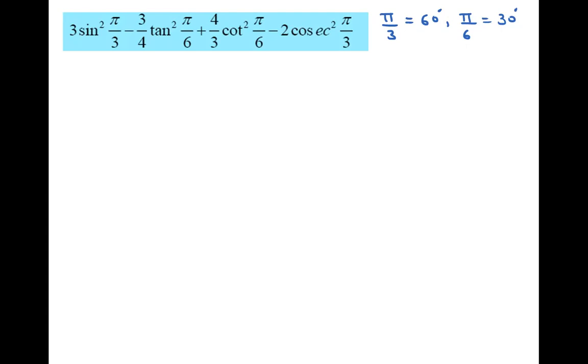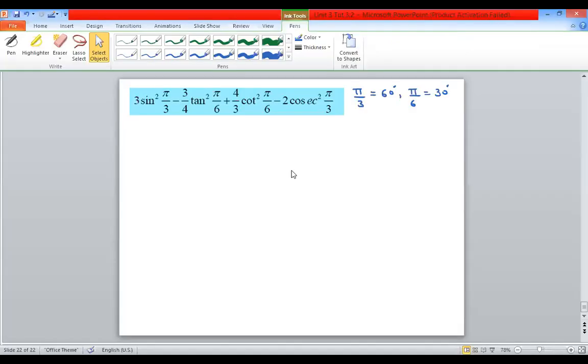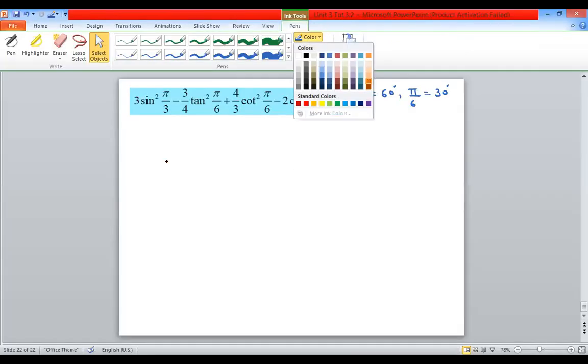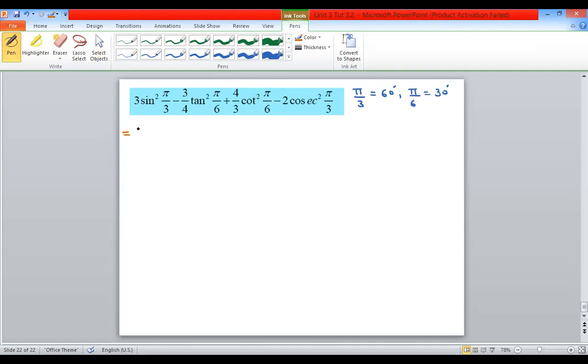So first of all, you can put in the old values which we have. Here 3 as it is. Sin pi by 3 means sin 60, and sin 60 is root 3 by 2 and whole square. Second term, 3 by 4 as it is. Tan pi by 6 means tan 30. Tan 30's value is 1 upon under root 3. Apply this square. This is 4 by 3.